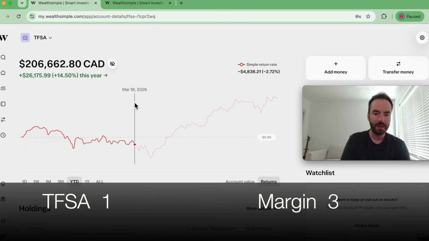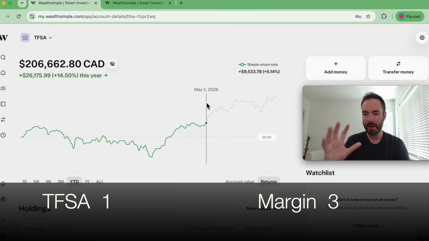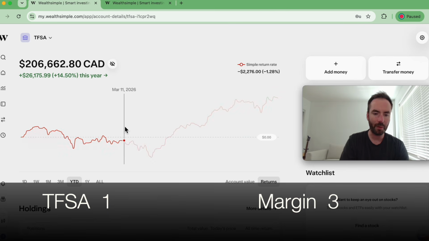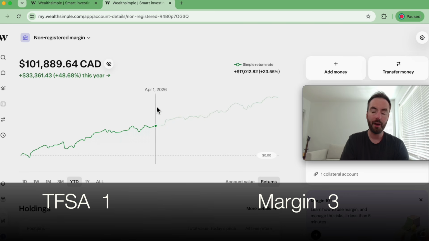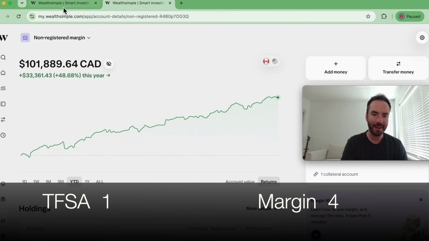Year to date, this portfolio, the American-focused TFSA, is up 14.5%, whereas the non-reg margin account is up... blistering, it absolutely crushes the TFSA. I don't even know what to tell you guys. That is not what I expected, but anyway, here we are.